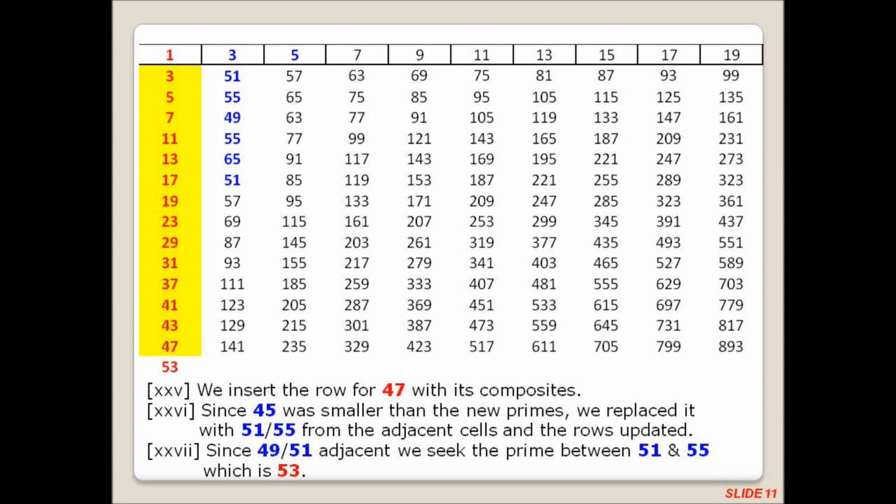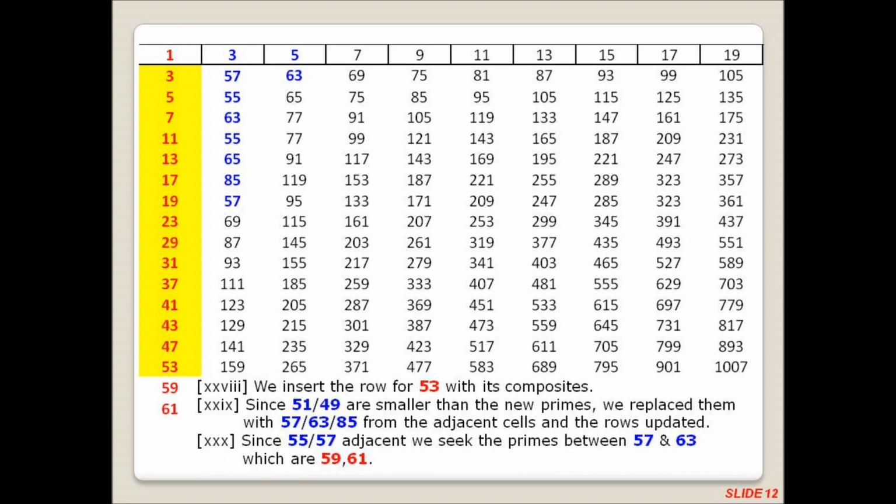We insert the row for 47 with its composites. Since 45 was smaller than the new primes, we replaced it with 51 and 55 from the adjacent cells and the rows updated. Since 49 and 51 are adjacent, we seek the prime between 51 and 55, which is 53.